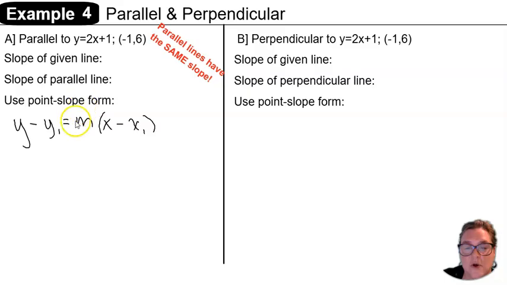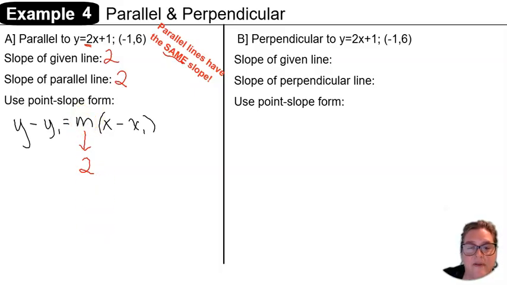I need to know the slope of the line, and I need to know a point on the line, x1, y1. Well, since the slope of the given line is the coefficient on the x in slope-intercept form, the slope of the given line is 2. And since parallel lines have the same slope, the slope of the parallel line will also be 2. So I can substitute a 2 into this point slope form of the line for the m.